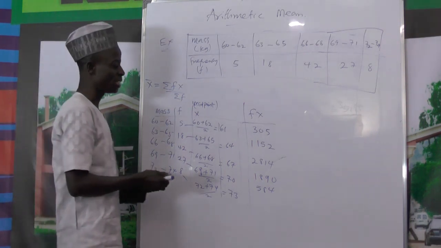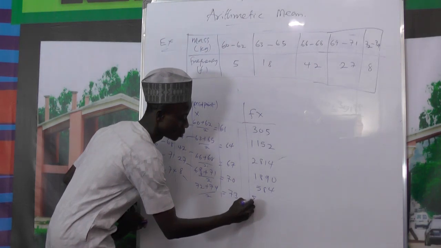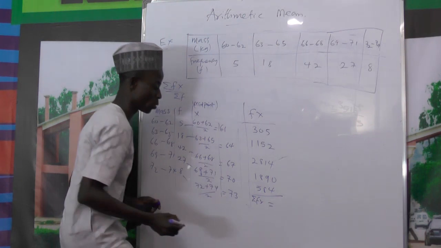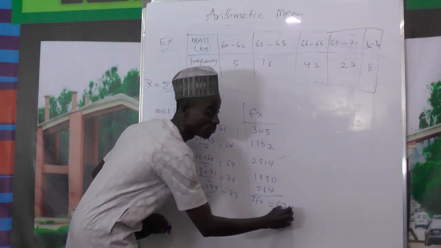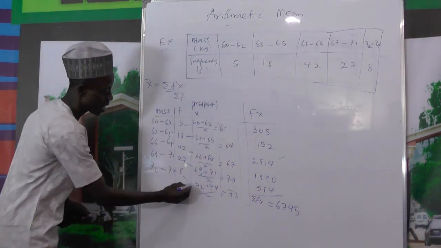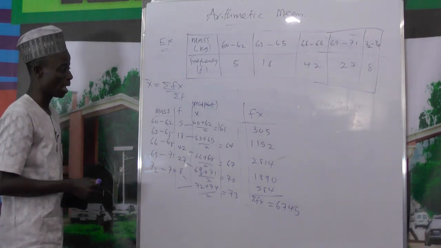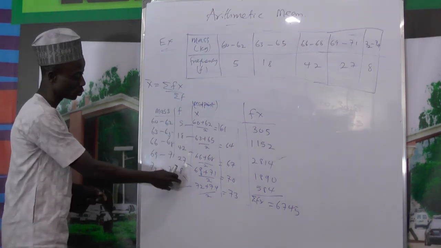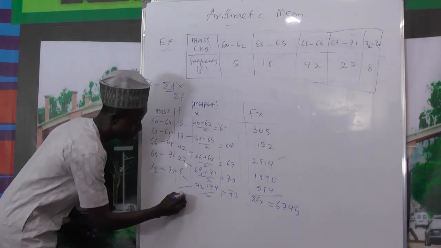By adding this, the sum of our fx will be equal to 6,745. Then you add your f together. You remember the question says 100 students. So if you add this together, it's supposed to be 100. So this will give us 100.